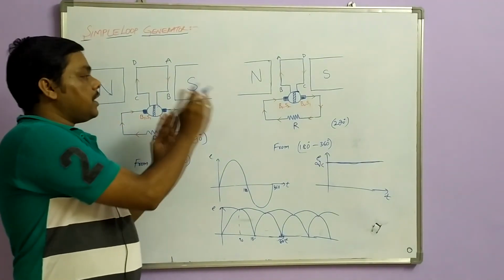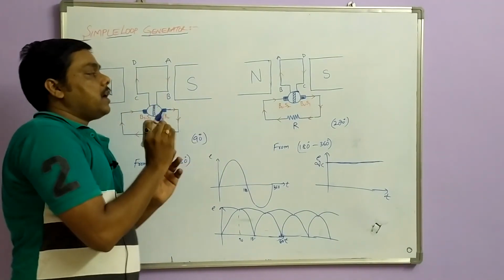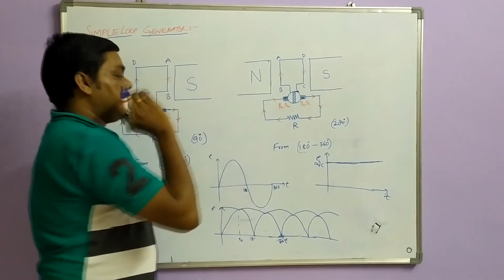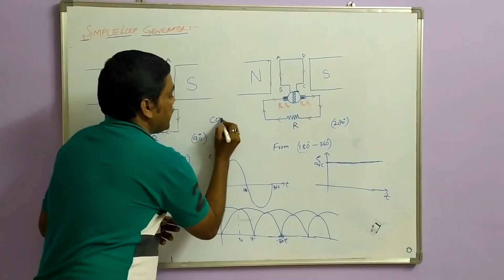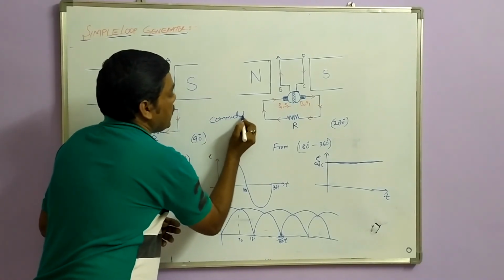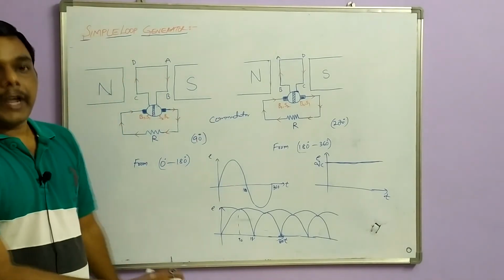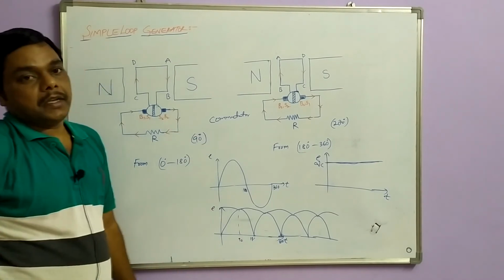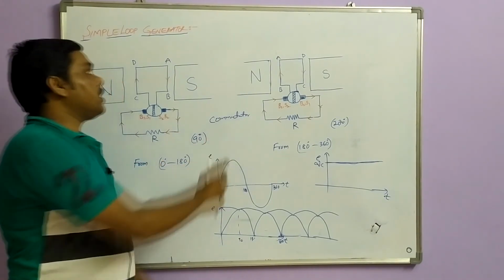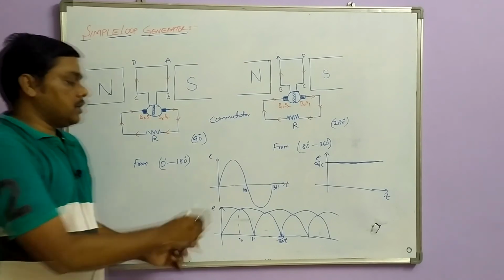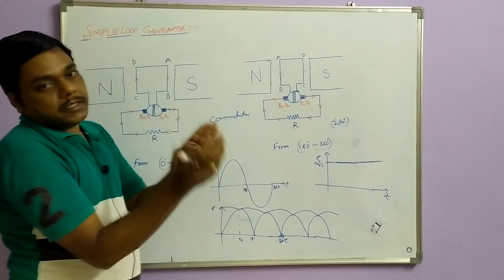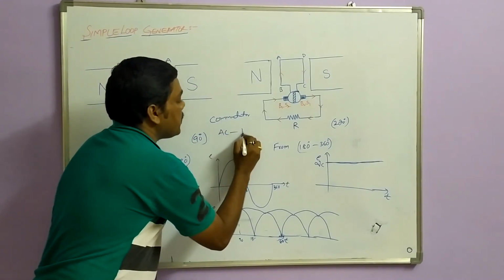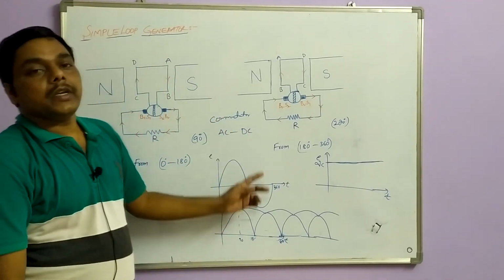So like this, a split ring acts as a rectifier, which is also called a commutator. So what is the term? Commutator. Commutator action takes place. That means AC is converted into DC. The main function of the commutator in DC generators is to convert AC current into DC current. So what is the main function of the commutator? AC current into DC.